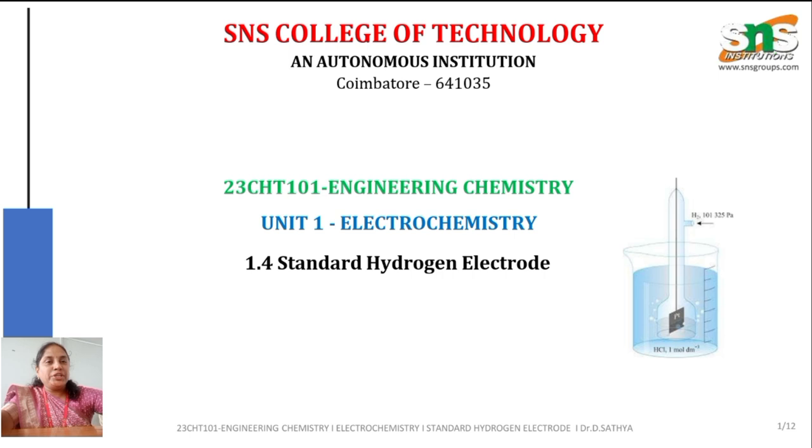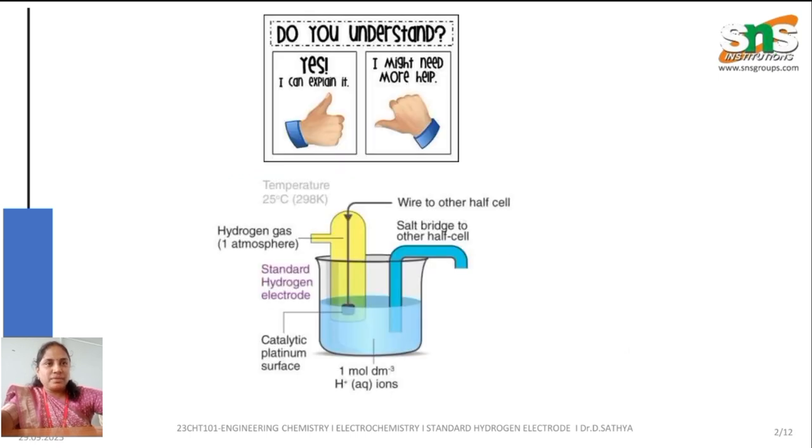Today, we are going to discuss one interesting topic, standard hydrogen electrode in electrochemistry. The standard hydrogen electrode is a reference electrode. Do you understand what this diagram is? Yes, this diagram shows the standard hydrogen electrode; the yellow electrode is called the standard hydrogen electrode.